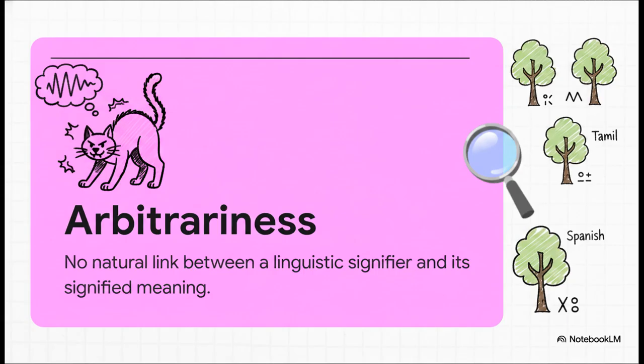A woody plant with leaves is called tree in English, maram in Tamil, and arbol in Spanish. The sound itself isn't tree-like in any way. It's completely arbitrary, purely an agreement made by the culture.